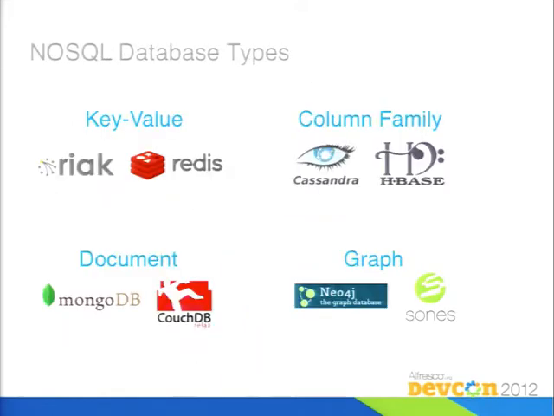So now let's move to the different types of NoSQL stores. We have key value, column family, document databases, and graph databases, which is my corner of the universe for NoSQL. Albeit small, but I think very interesting and very powerful.